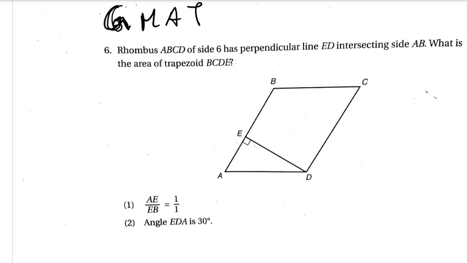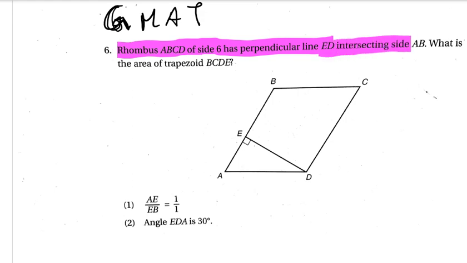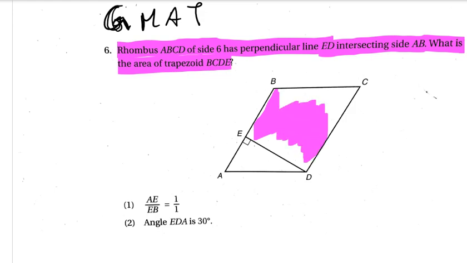So let's go ahead and understand the question. It says a rhombus ABCD of side 6 has a perpendicular line ED. Although this might not look like a rhombus, the diagrams are not drawn to scale. But if it's written as a rhombus, then it is a rhombus. So ED intersecting the side AB, what is the area of the trapezoid BCDE? That means you have to find the area of this part. Alright.